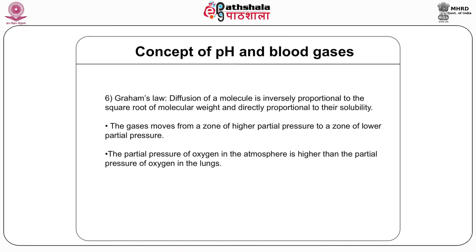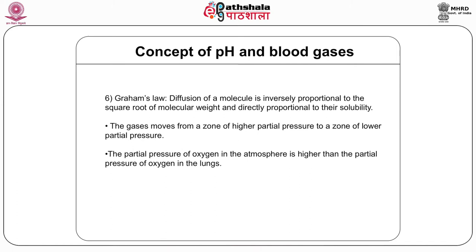Now, Graham's law. Diffusion of a molecule is inversely proportional to the square root of the molecular weight and directly proportional to its solubility. The gases move from a zone of higher partial pressure to a zone of lower partial pressure. Now, let's see how it happens.